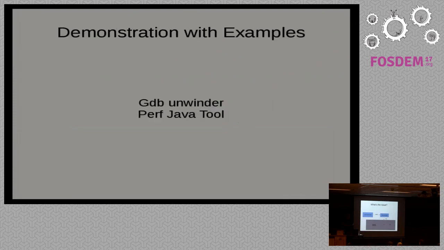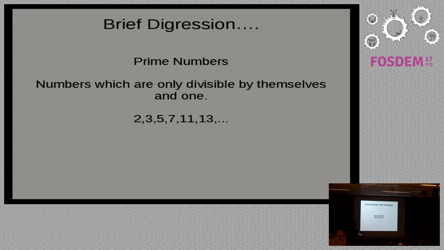So there are a couple of efforts that have been going on in the community to make that better. What I'm going to do is show some motivating examples why you might want to use the GDB Unwinder or the perf Java tool. That's going to take me about 5 minutes. And then I'll show you the demos of how they work, and you can see what's going on. But this should be a pretty short talk, so feel free to interrupt me and ask questions. I'm happy to take time.